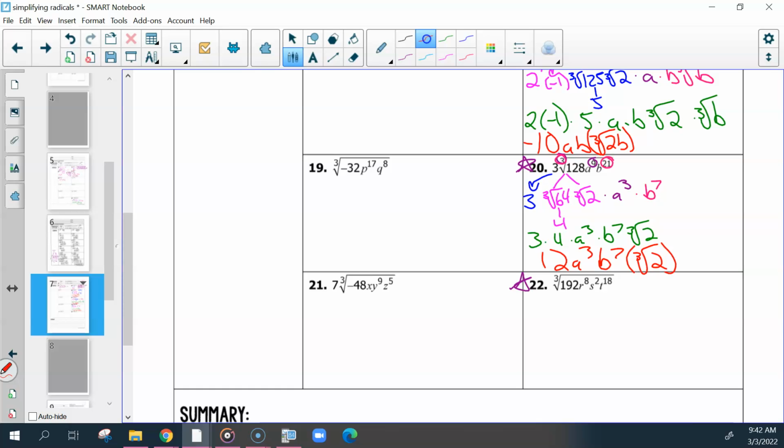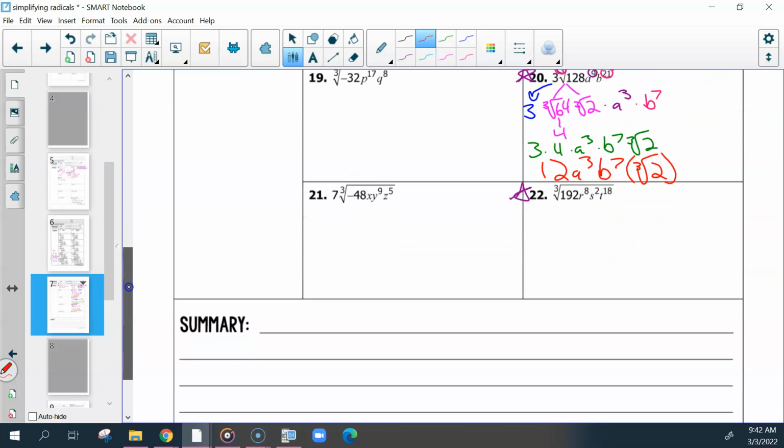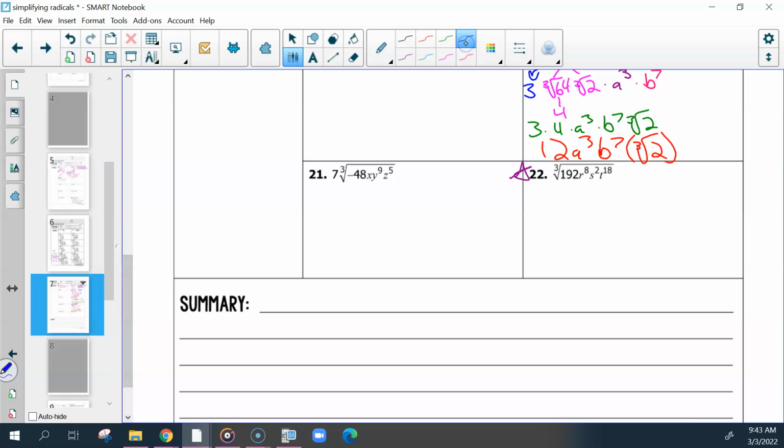Takes practice, but with practice you get a little bit better at it. Let's do one more. 192. Is that a perfect cube? No. Let's find the highest perfect cube we can divide that by. 64 and 3. Okay. The cube root of 64 is 4.